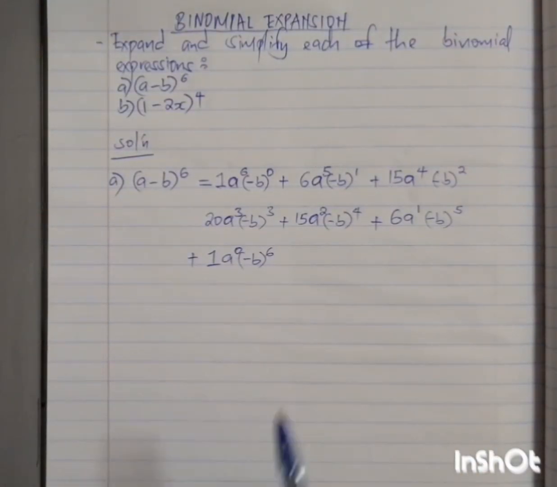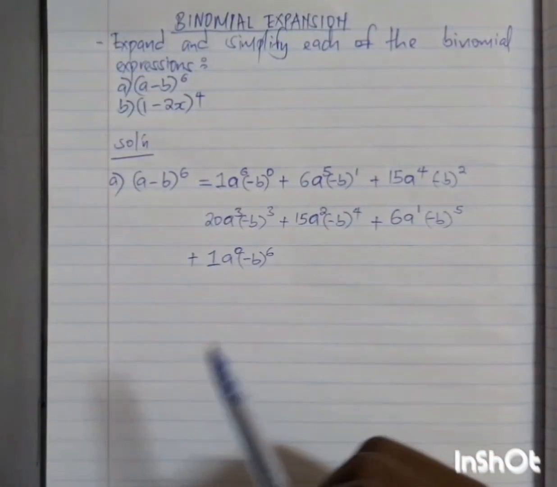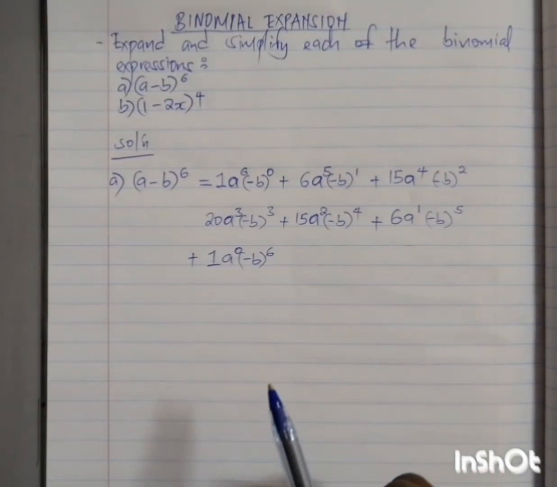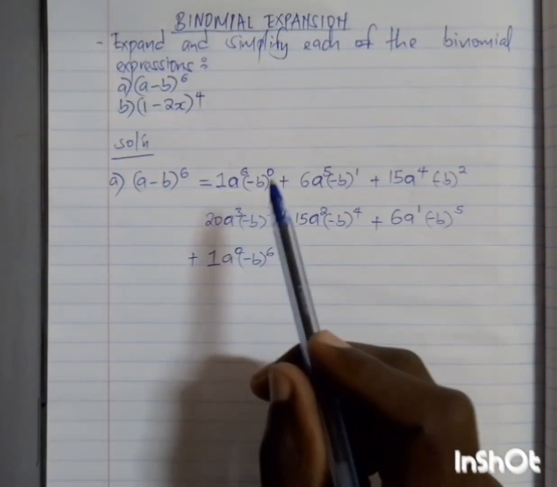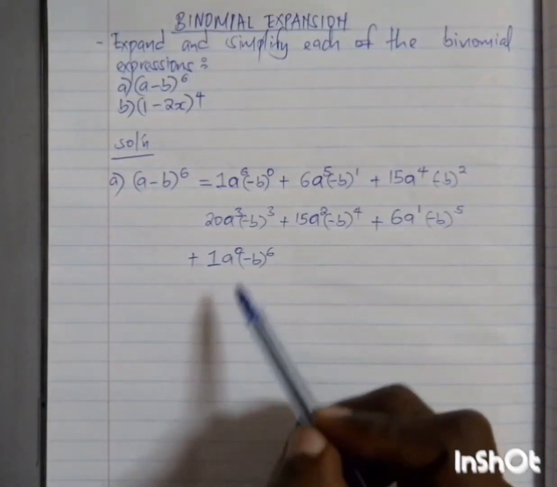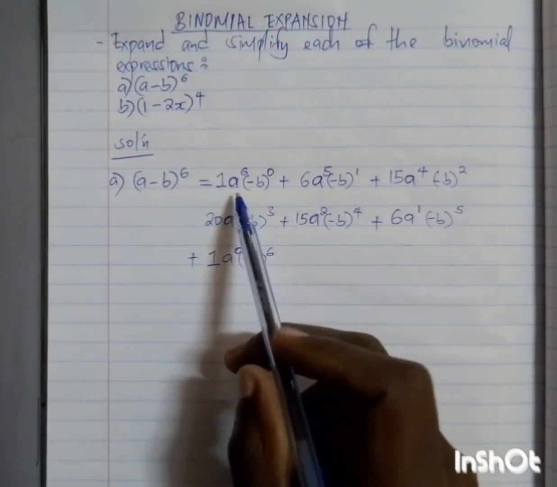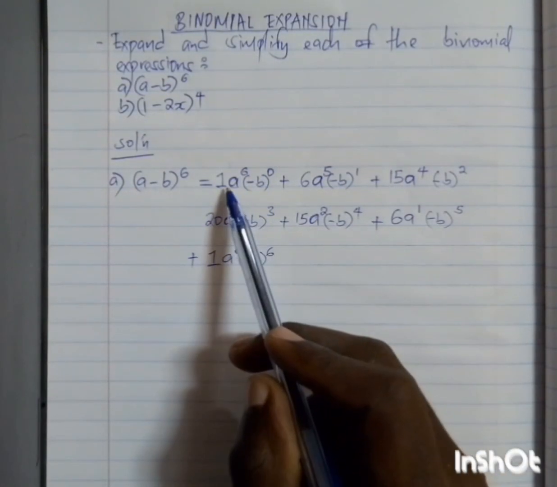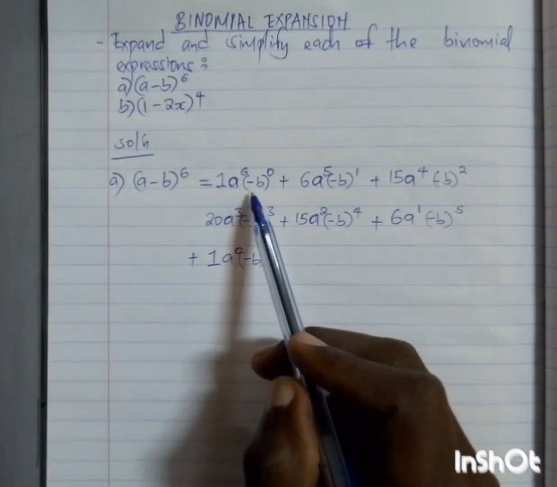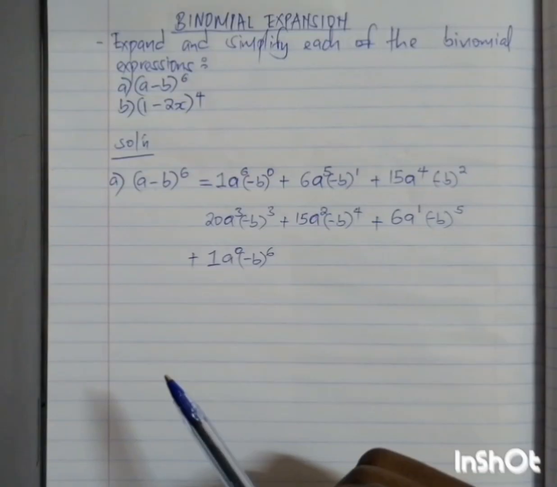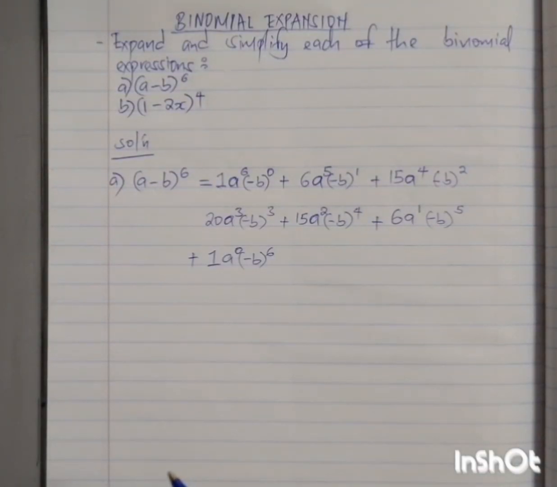So this is what we have. This is (a − b) to the power 6. So we are going to simplify now what we have on the right hand side of the equal sign. We have 1 here, a to power 6, and (−b) to power 0. So first of all, you need to understand that any number raised to the power of 0 is 1.